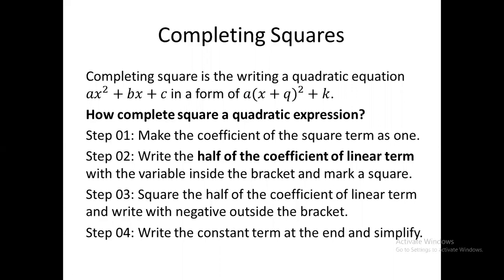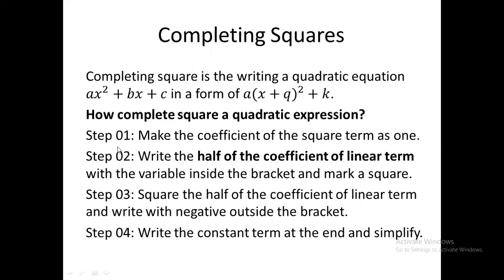We have to follow certain steps to convert a quadratic equation into completed square form. Before that, we have to be a little bit familiar with certain words. The number in front of x squared is called the coefficient of the square term. The number in front of x, the linear term, is the coefficient of the linear term. This is the constant term in this expression. We should be familiar with these terms because we will be using them in the steps of completing the square, right?